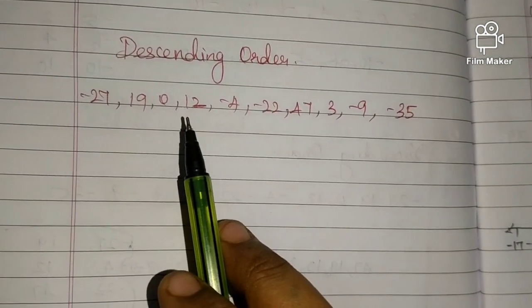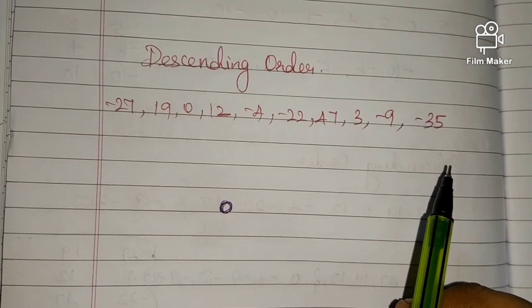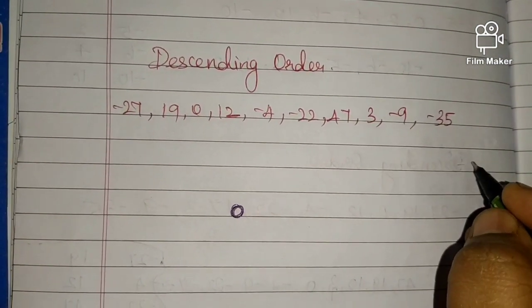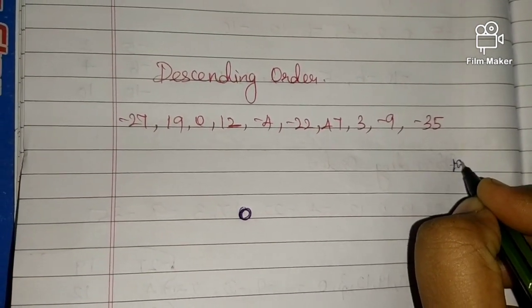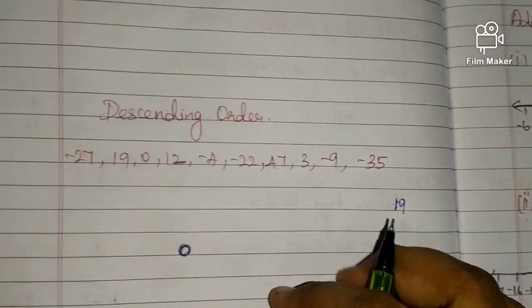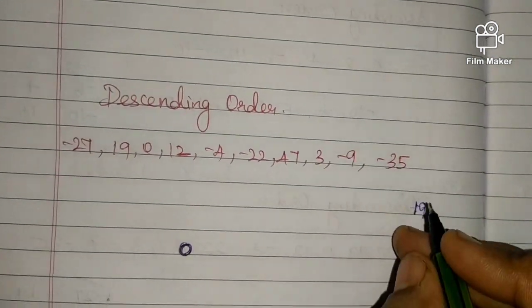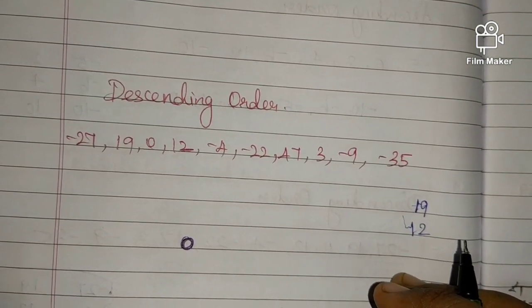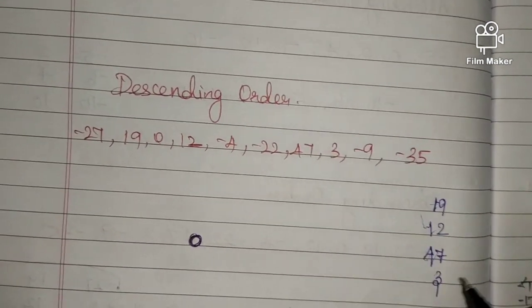After that, just separately take and write positive numbers one side and then negative numbers, then only you can find the answers very easily. So I'm just going to write all the positive numbers here. What are all the positive numbers given there? 19 and then 12 is there. After that, 47, 3.